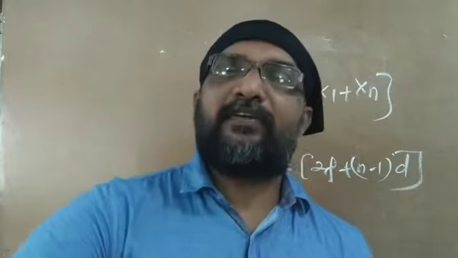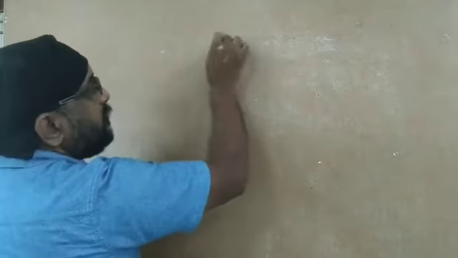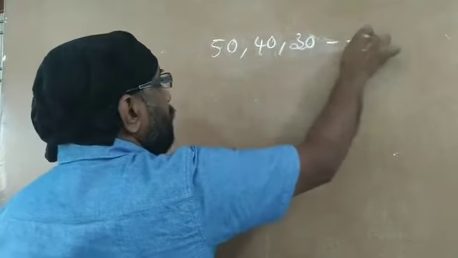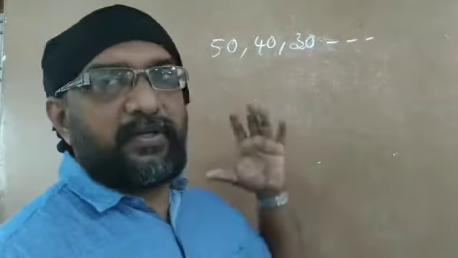Now let us go to a few problems as well. Students, you please write the first question. Question number 1. Find the algebraic form of the following sequence. The sequence is this: 50, 40, 30, and so on. It is the given sequence.